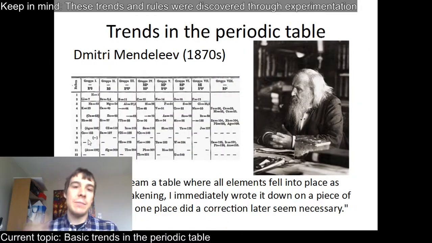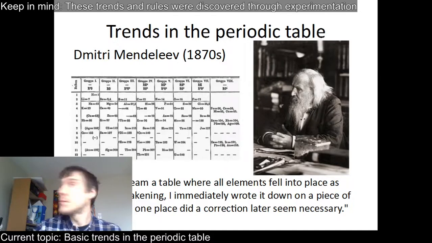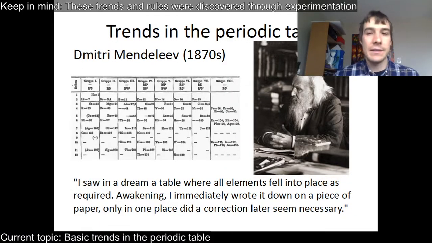The big guy for periodic trends was Dmitry Mendeleev, who was a German-Russian scientist. He was the first guy to make a table that really fit the trends nicely. And there's this quote from him that I love, because the table came to him kind of in a dream. I saw in a dream a table where all elements fell into place as required. Awakening, I immediately wrote it down on a piece of paper. Only in one place did a correction later seem necessary.